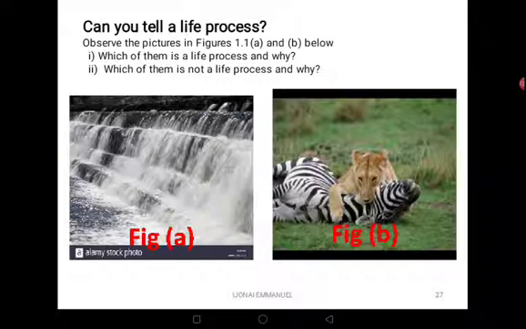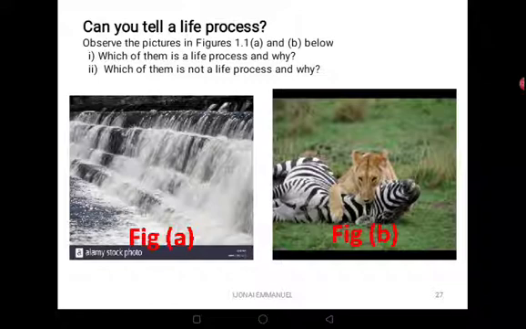So which one of them is not a life process? One of them is a life process and one is not a life process. Is it in figure A or figure B? So that's assignment number 1. Identify which one is a life process, and then after identifying, give a reason why you think it is a life process or a reason why you think it's not a life process. So I want you to do that assignment.